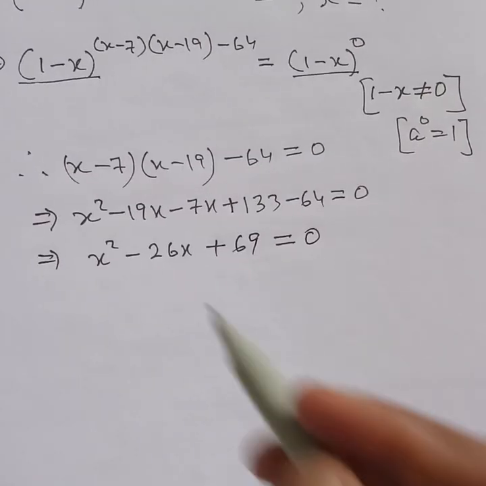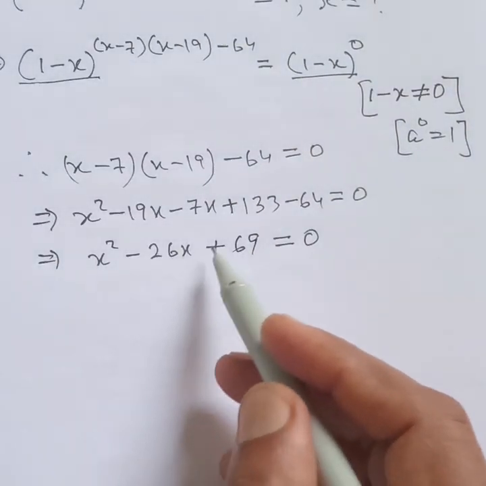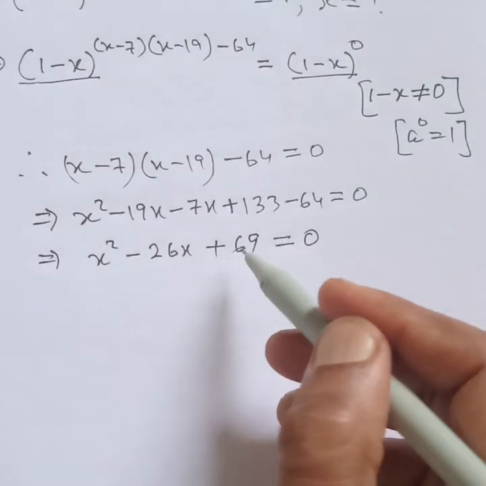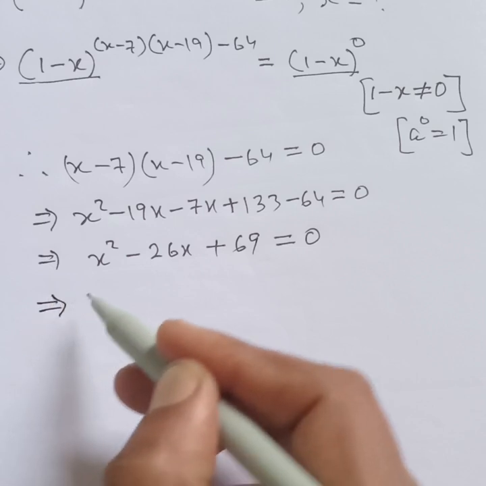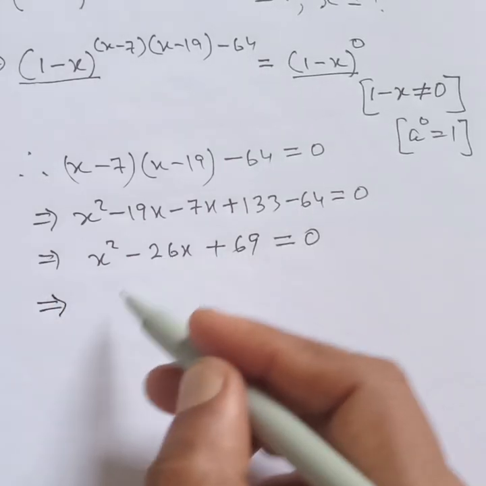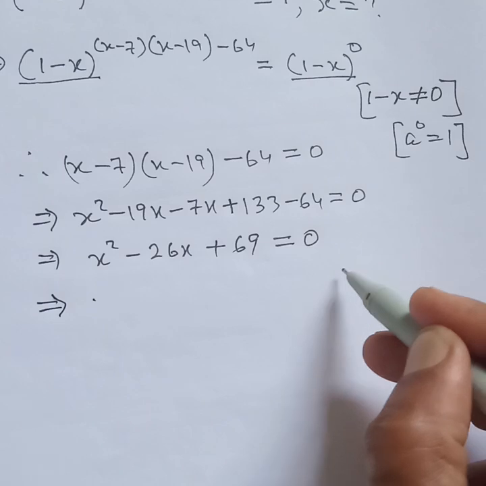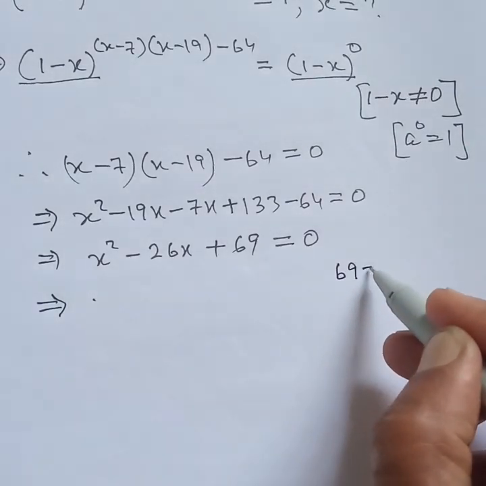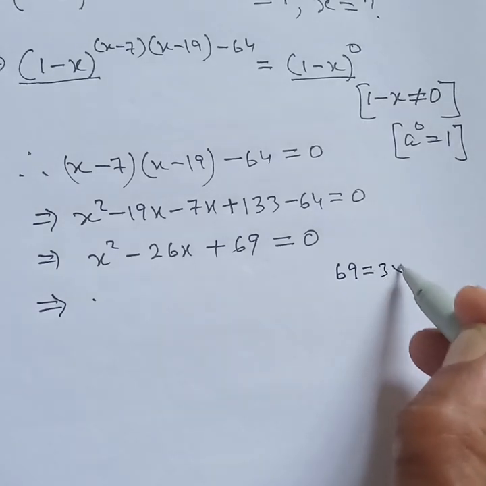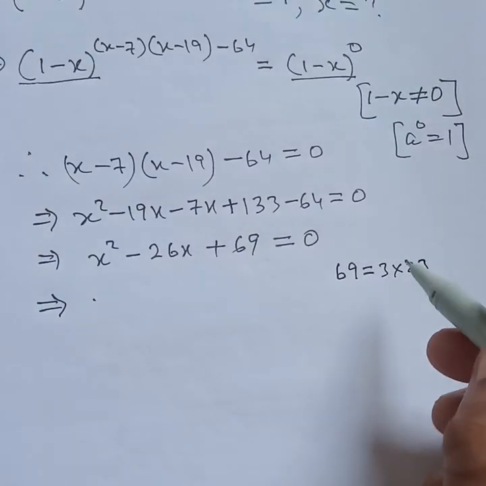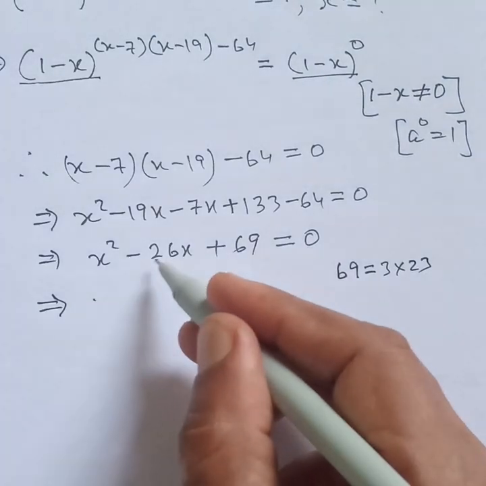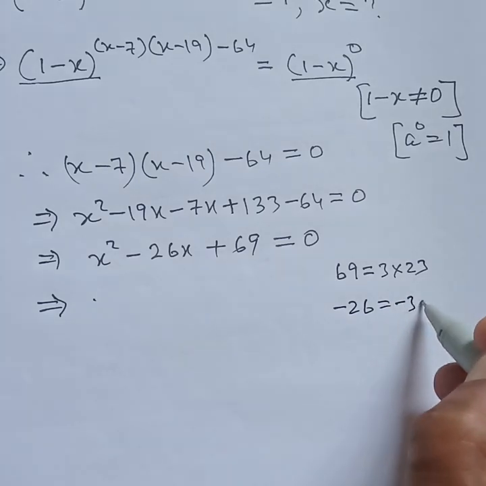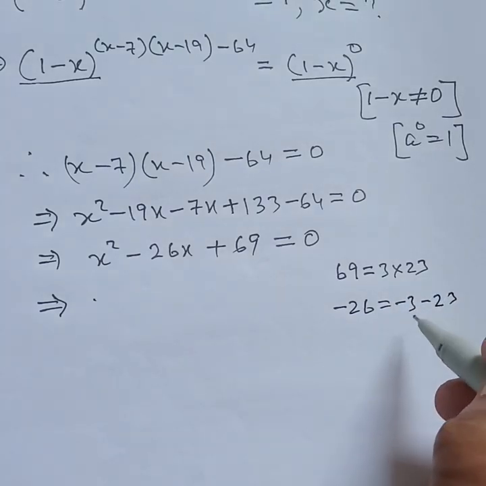This is a quadratic equation. We solve this equation by factorization method. Therefore, this is the middle term factor. Product is equal to 69. 69 is equal to 3 into 23. And sum is equal to minus 26, which is minus 3 minus 23.